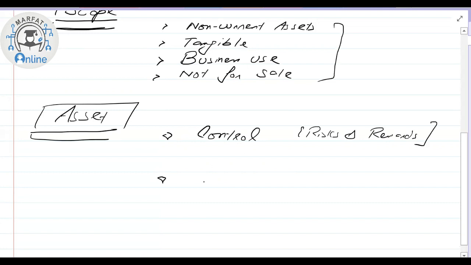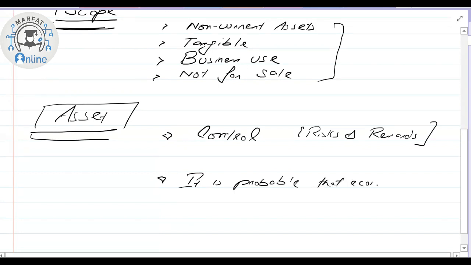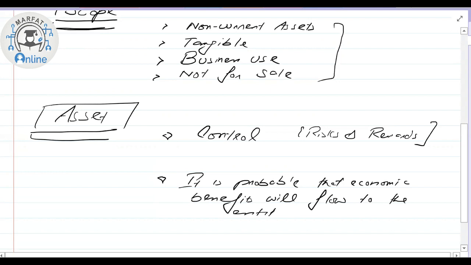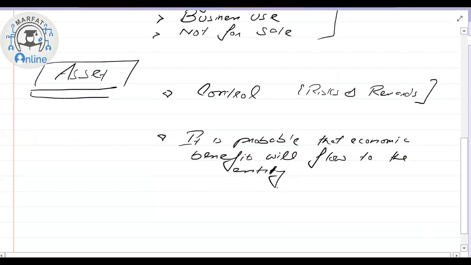The second thing is, it is probable that economic benefits will flow to the entity. Now the first thing was control. Control means that you have the risks and rewards related to that asset.